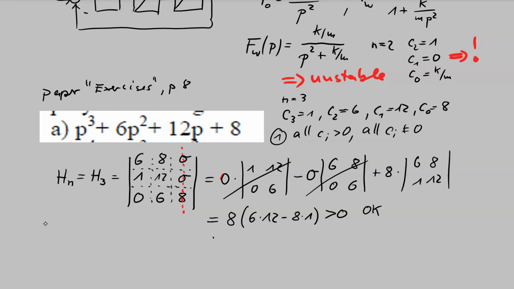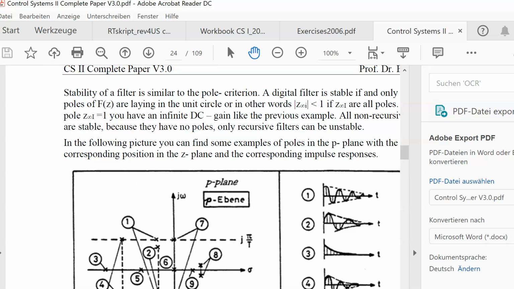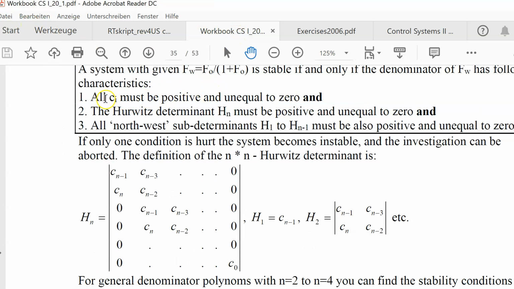So I first showed you the third condition in very much detail. Go back to page 35 of my workbook. All Ci must be positive. That's okay. Hurwitz determinant positive and unequal to 0 is checked, is okay.